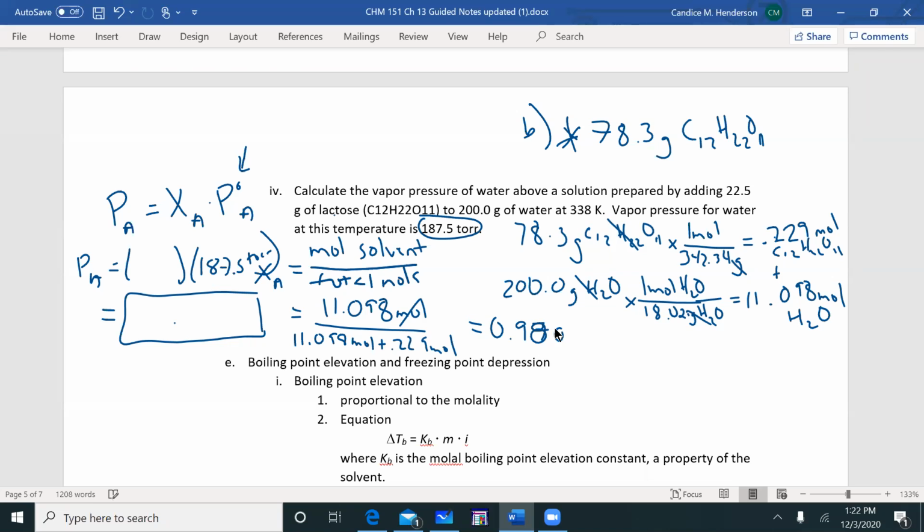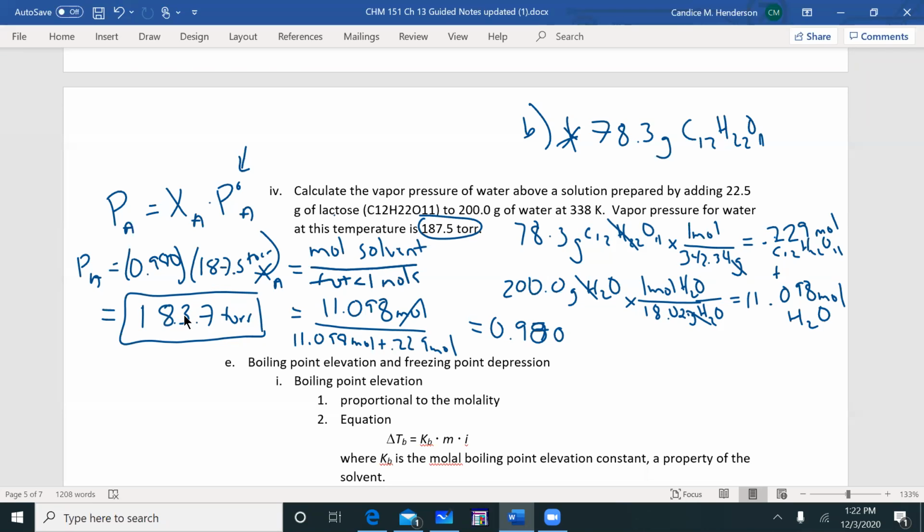So we'll go with 0.980, round it. Take that value and multiply it by 187.5, and I get 183.7 torr. Okay, so last time where it was 186, now we're at 183.